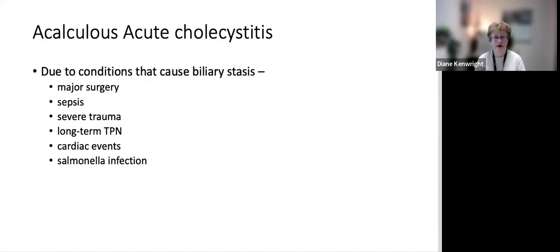So about 10% of cases of acute cholecystitis are not due to stones. This is called acalculous acute cholecystitis, and it is due to conditions that cause biliary stasis, like surgery, sepsis, trauma, long-term TPN, catastrophic cardiac events, and sometimes salmonella infection.